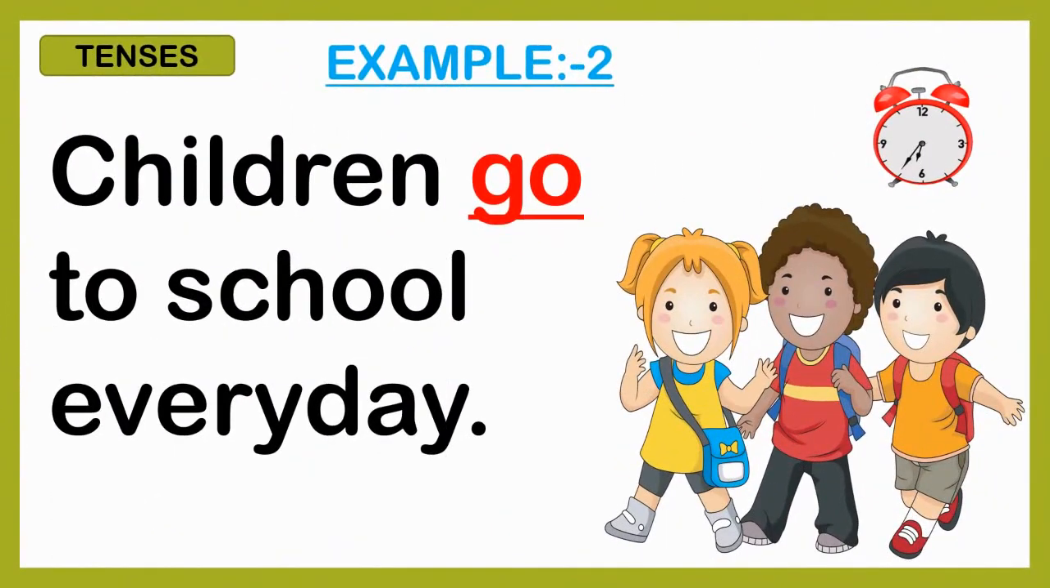Children, now look at the second example. Children go to school every day. You can see children here. The verb go is underlined. Means in this sentence, the verb go indicates an action in the present.